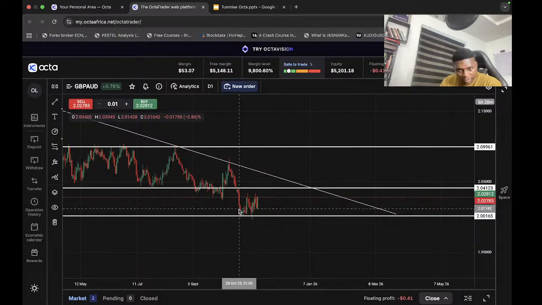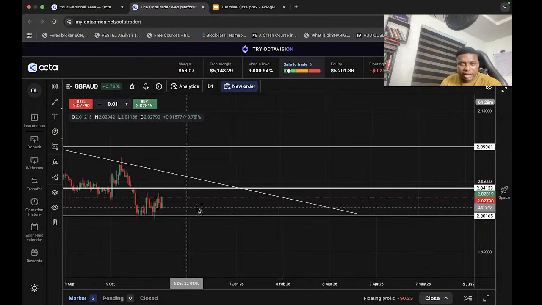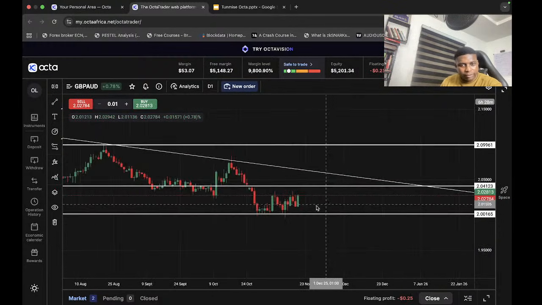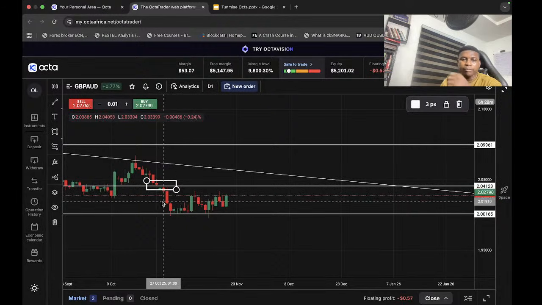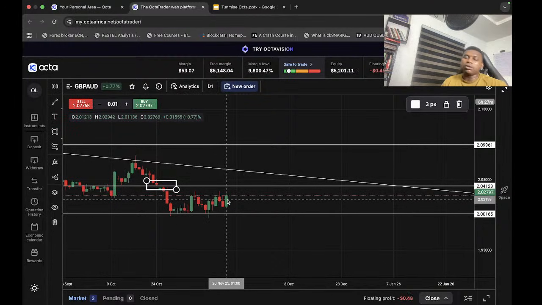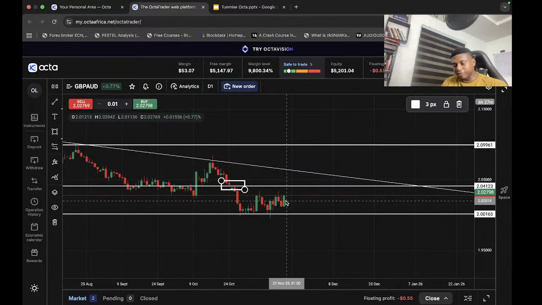Now, price has dropped from this level. There's a breakout that took place here. Okay, let me mark that level where the breakout took place. A breakout took place here. Okay, and we can see price came down.